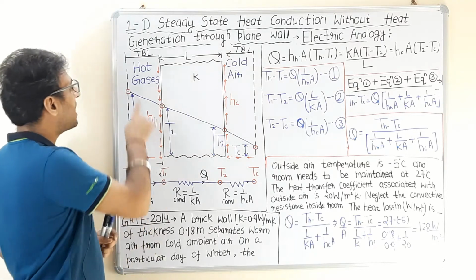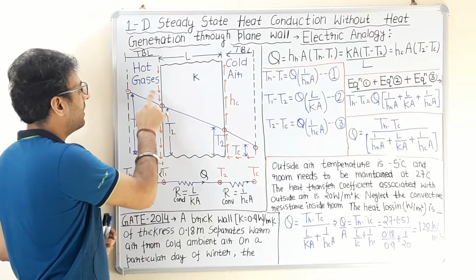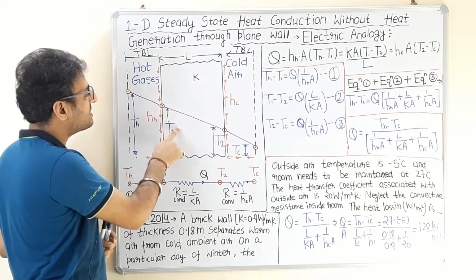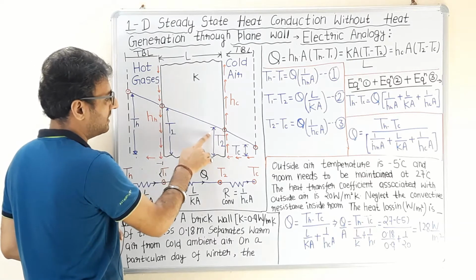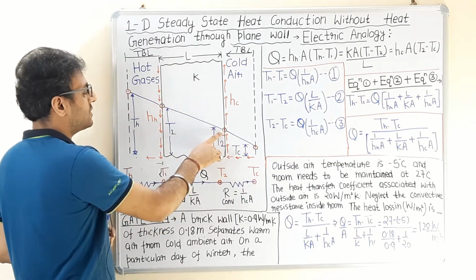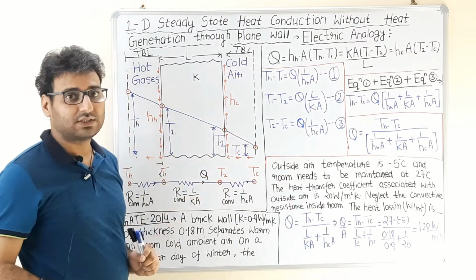Now heat is transferred from hot gases to the inner face of the wall by convection. Further, heat is transferred from the inner face of the wall to the outer face by conduction, and further heat is transferred from the outer face of the wall to the cold air by convection.